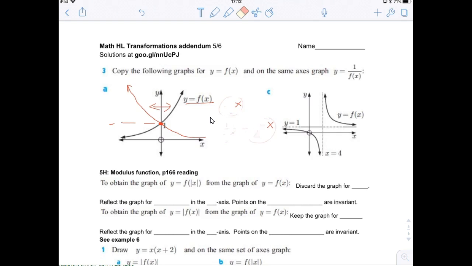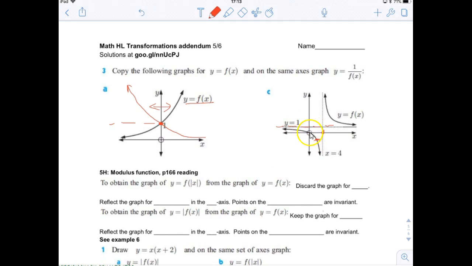Okay? Let's move on to C. So in C, let's mark the places that y equals plus 1 or minus 1. Those would be invariant points. This would be y equals negative 1 here. Y equals plus 1 is the asymptote, so it approaches it but doesn't actually reach it. The vertical asymptote, on the other hand, is where the reciprocal function would go to infinity.